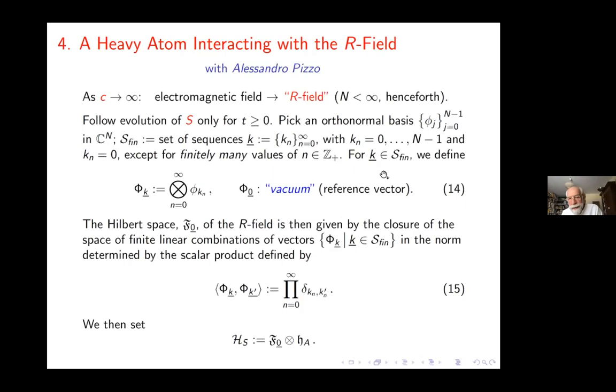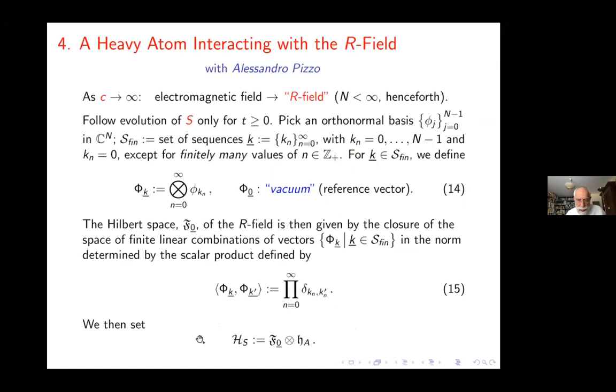For k underlined belonging to S finite, we define a tensor product state phi sub k underlined. It's simply the infinite tensor product of the states phi sub k_n. Phi sub zero is the state where all the indices k_n are equal to zero, and it's called the vacuum. It's the analog of the Fock vacuum that we considered before. It is sometimes called a reference vector in an infinite tensor product Hilbert space. The Hilbert space F sub zero of the radiation field is then given by the closure of the space of finite linear combinations of vectors phi sub k, where k belongs to S finite, in the norm determined by the obvious scalar product.